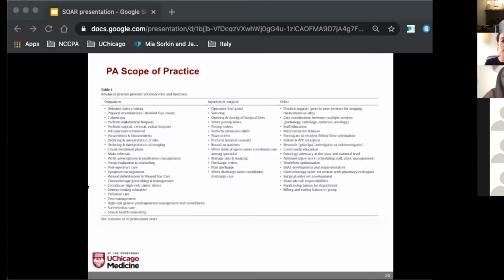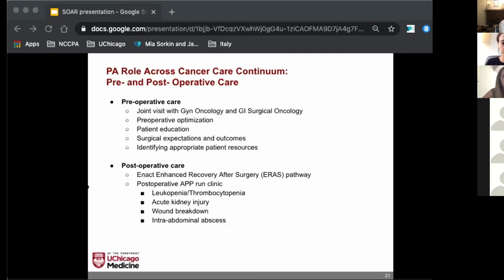So in the upcoming slides, we're going to highlight our role as PAs in both pre- and post-operative care, management of labs and chemotherapy, and then surveillance and survivorship care.